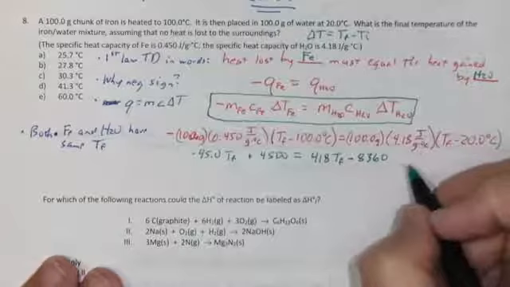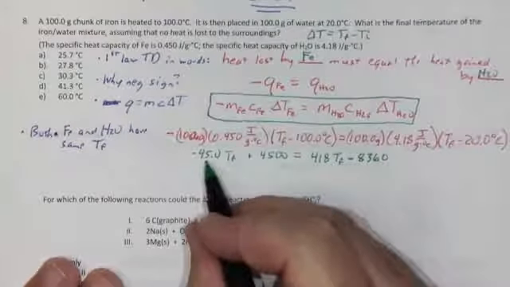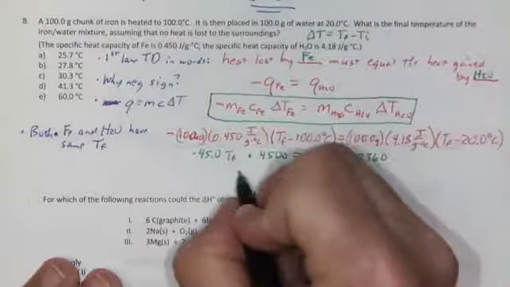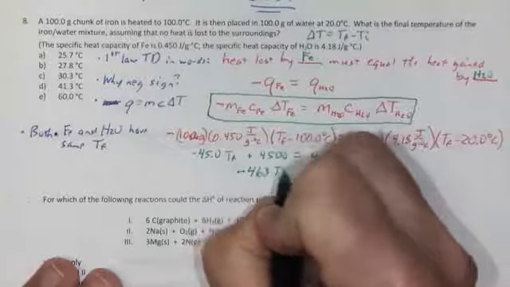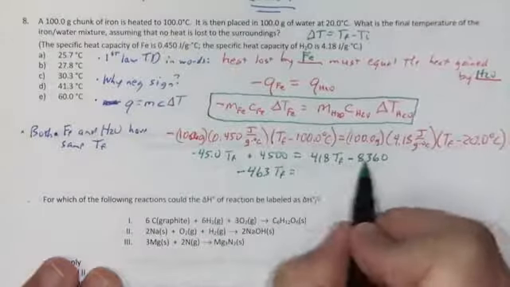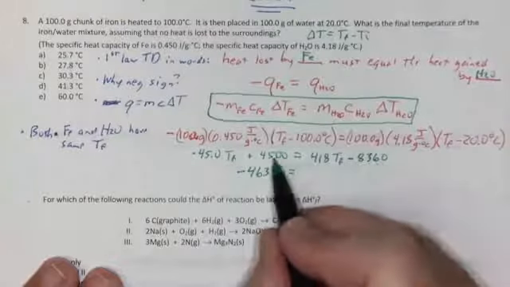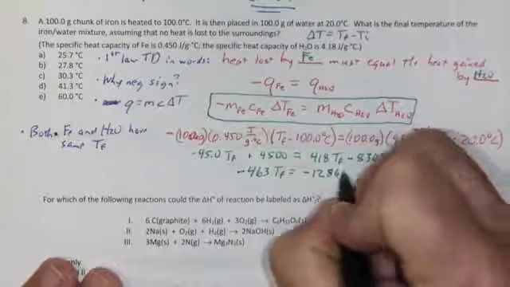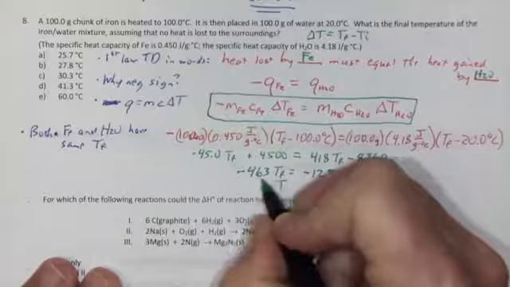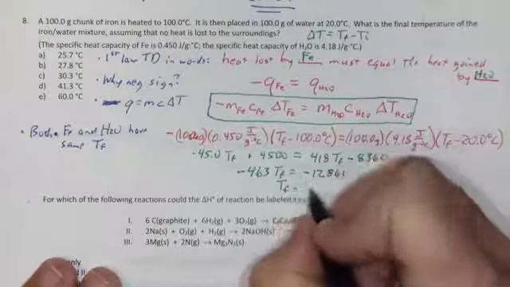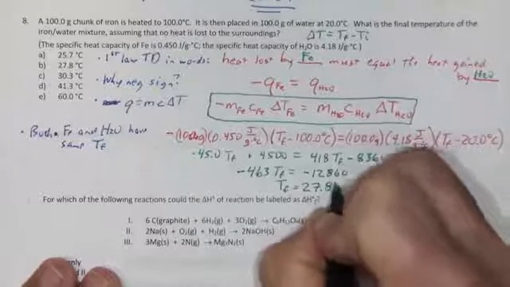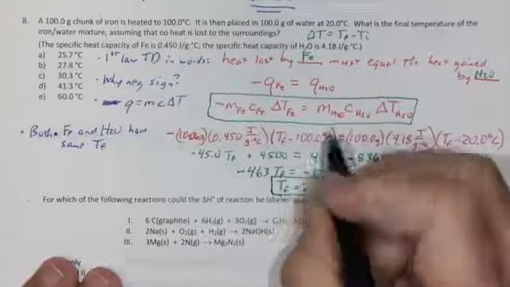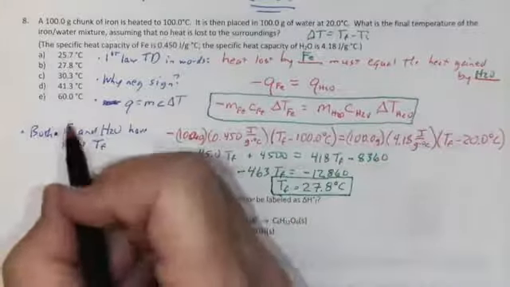I'm going to get both of my T sub F terms on the same side. So if I have a negative 45 minus 418, that's going to give me on the left side of the equation negative 463 T sub F equals, and I'm going to subtract 4,500 from both sides. So negative 8,360 minus 4,500 is negative 12,860. And now I divide both sides by negative 463, and T sub F is 27.8 degrees C, which is choice B. So choice B is the answer.